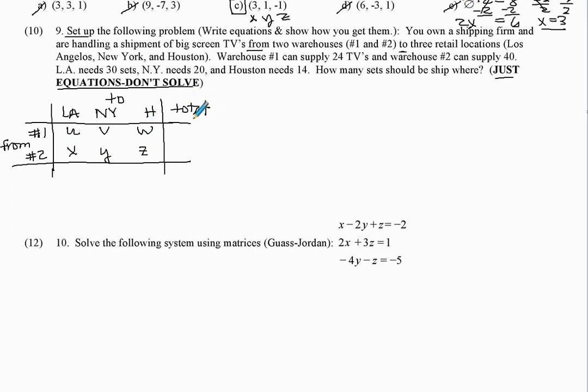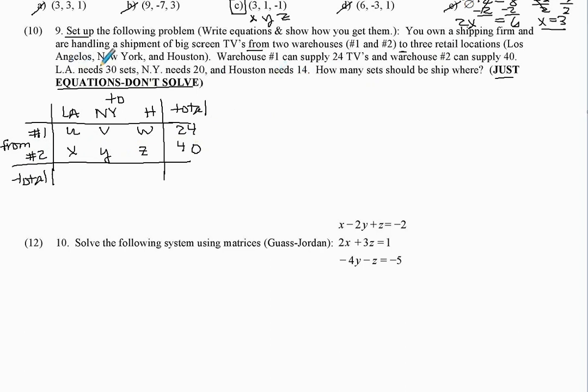Now let's do totals on the rows. So row totals here, and then column totals down here. So warehouse number 1 can supply 24. So number 1, its total, all of these 3, have to be 24, because this is what is going from warehouse number 1. So that's its supply. Number 2 can supply 40. So this is from number 2. These 3 have to add up to 40.